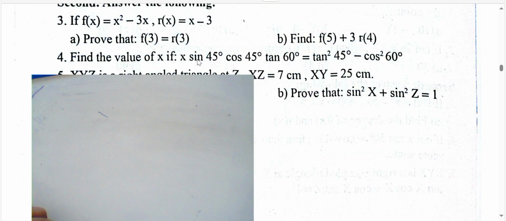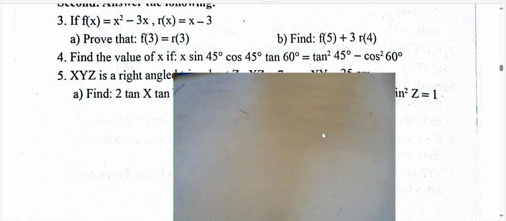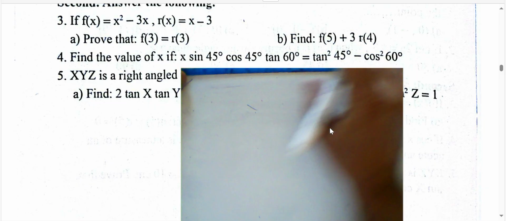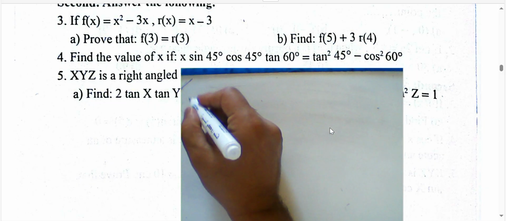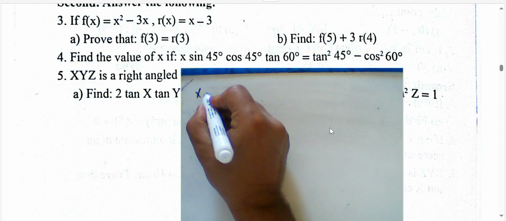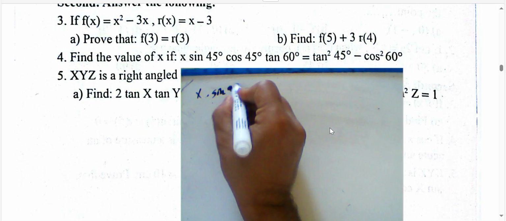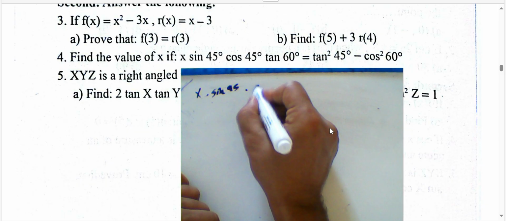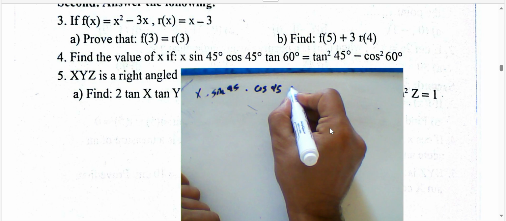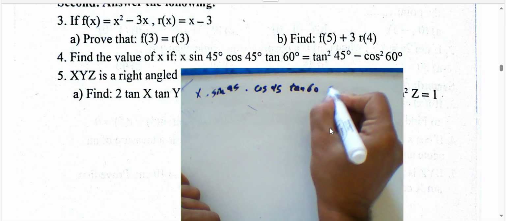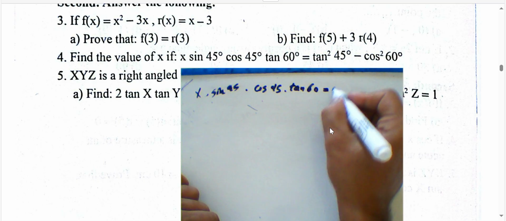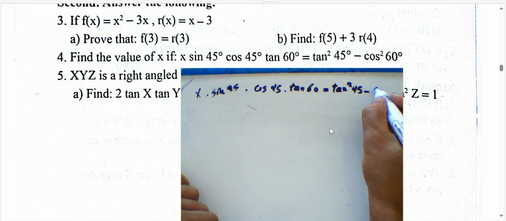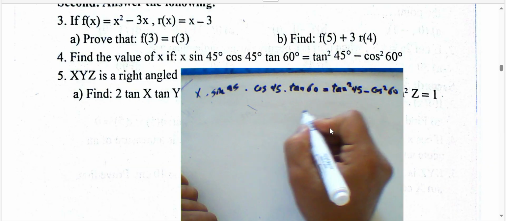Next question. We want to find the value of x in this identity. Okay, we have the left hand side and the right hand side. Start here with me: x product by sine 45 product by cosine 45 product by tan 60 equals tan power 2 45 subtract by cosine power 2 60.